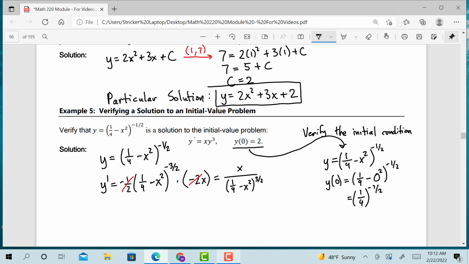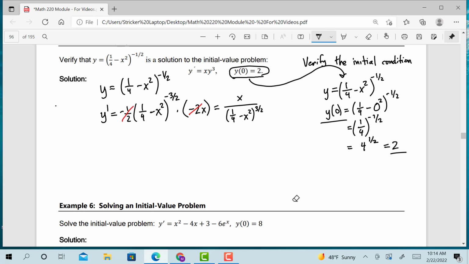Using the power of exponents, because of that negative power, we can flip what's inside. So this is the same as 4 to the positive 1/2 power, because the reciprocal of 1/4 is 4, or 4 over 1, and 4 to the 1/2 power is 2. So there you go, y of 0 is equal to 2. That was our initial condition. All right, so now let's go ahead and verify the rest of this.